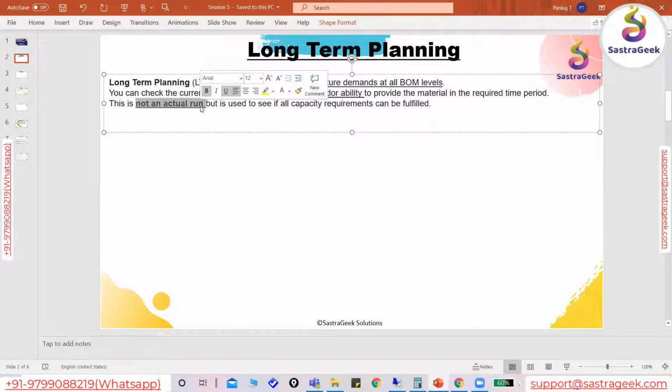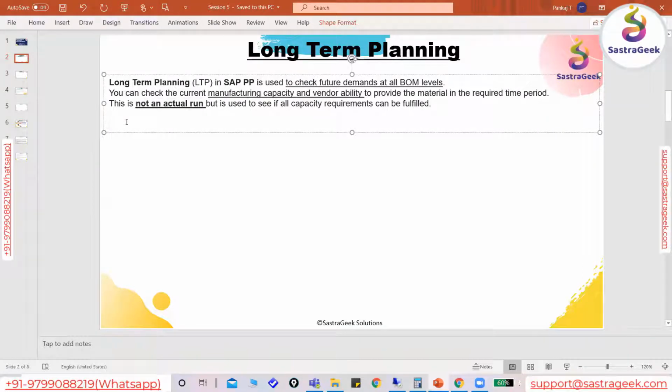In which month there is a capacity constraint, or in which month we may have an extra raw material requirement which our vendor may not be able to supply. Based on those reports, the planner will be able to take corrective actions. So this is the very basics about long-term planning.